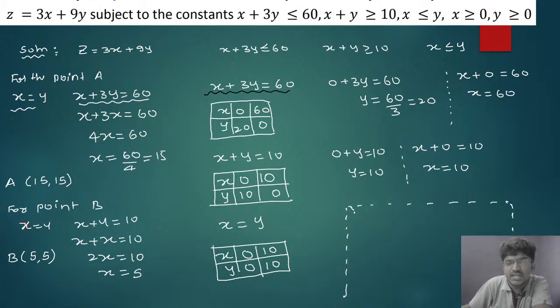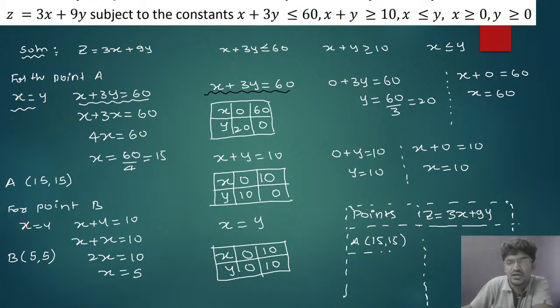Here write the points. And here you write z equal to 3x plus 9y. Okay. Point A. What is point A? It is 15 comma 15. Next, what is point B? 5 comma 5.